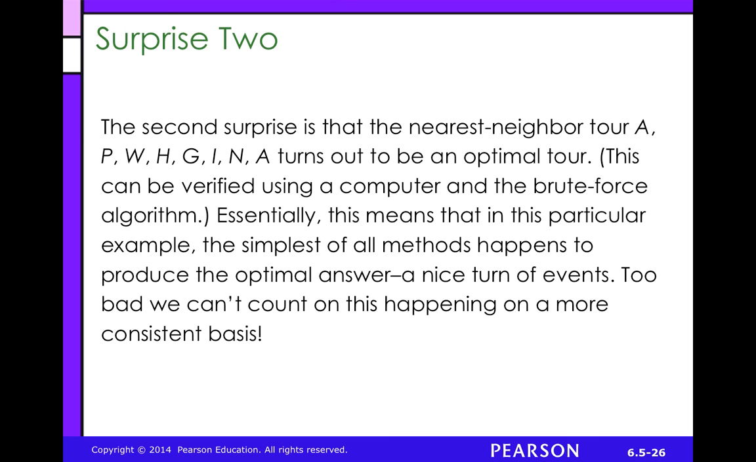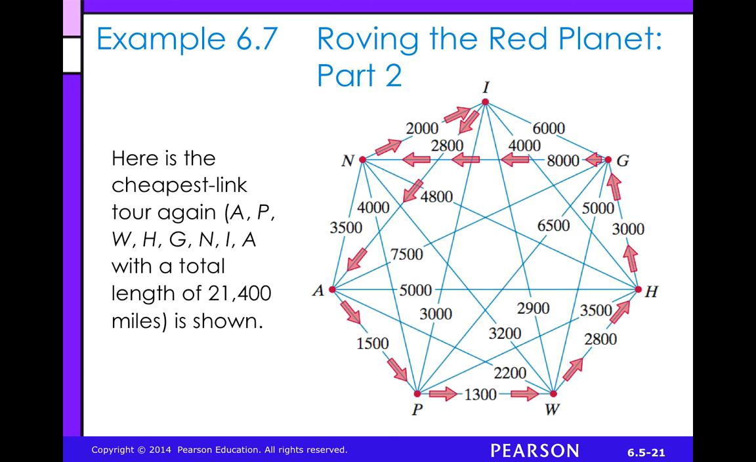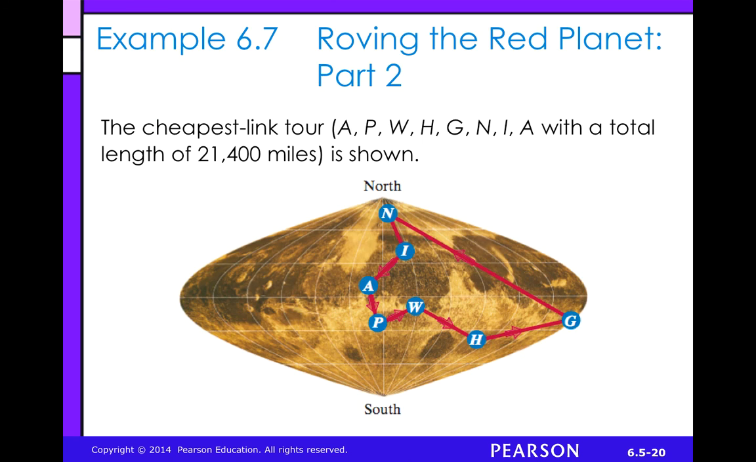In this case, actually, the nearest neighbor algorithm gave us the best tour. And you can verify that using a computer, which of course you won't do. But let me just tell you, in this rover example, the nearest neighbor tour turns out to be the best. So the simplest of all methods happens to produce the best answer, which rarely happens actually, but it's nice that it happened in this example. So in this case, since nearest neighbor was the best, we can actually definitively say how bad cheapest link was in this example. It just was 1,300 miles off, which is pretty sizable, I suppose.